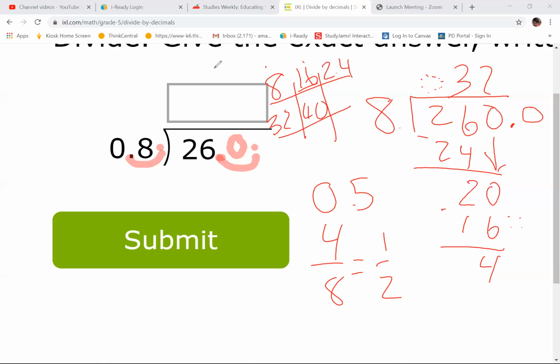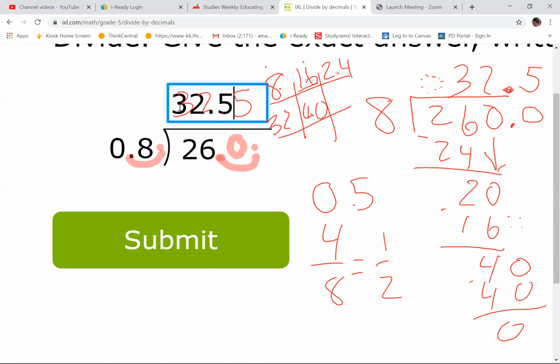Put a 0. Bring that 0 down. And remember, if there's a decimal there, there has to be one in the quotient. Now, what number times 8 is 40? Well, look, 1, 2, 3, 4, 5. That's where I got my half. 32 and 5/10. So you can always add those zeros after the decimal.